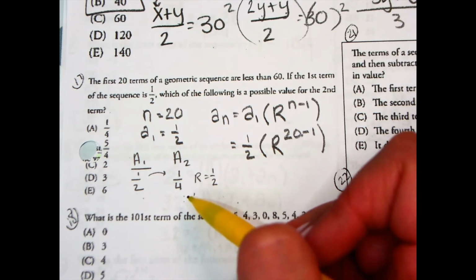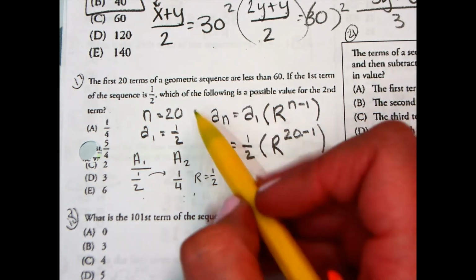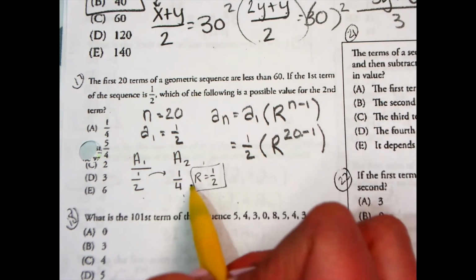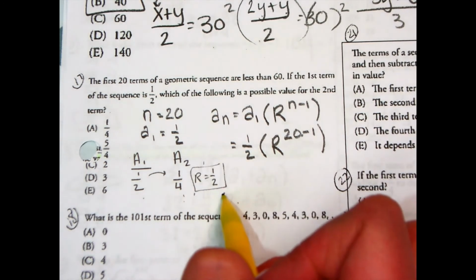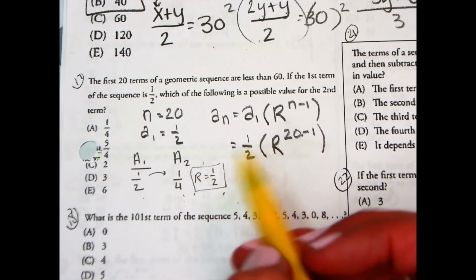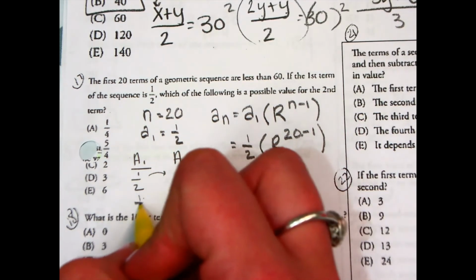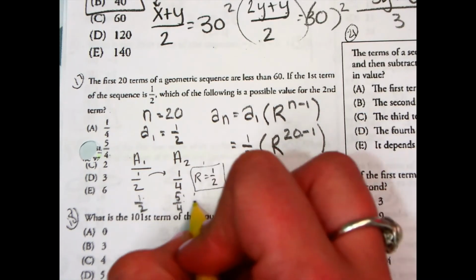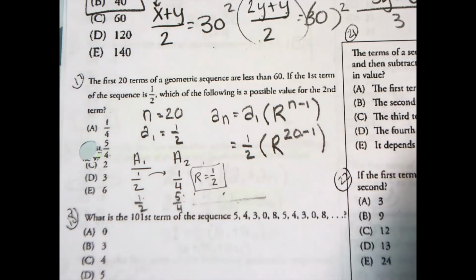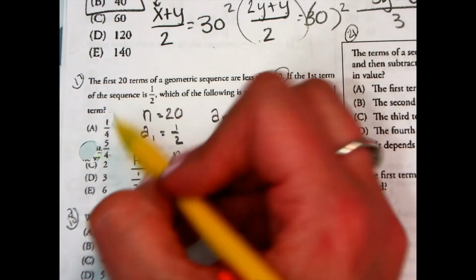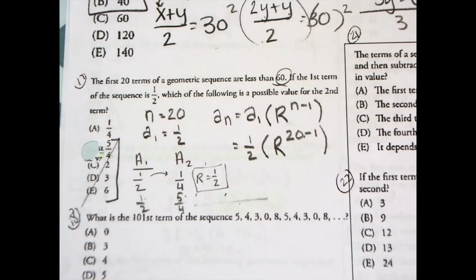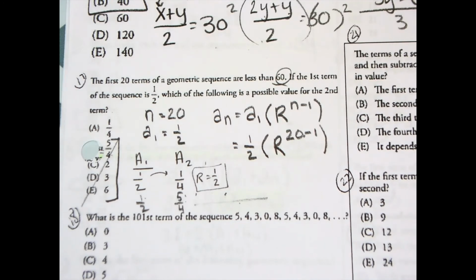Okay? So if the second term is 1/4, I get that by multiplying by 1/2. So that would be my r value, 1/2. If I keep multiplying by 1/2, my numbers get smaller and smaller. If I'm going from 1/2, which is option B, to 5/4, I'm multiplying. These numbers are getting larger, so eventually they're going to be bigger than 60. And as you continue, these are all numbers that are going to be too big.